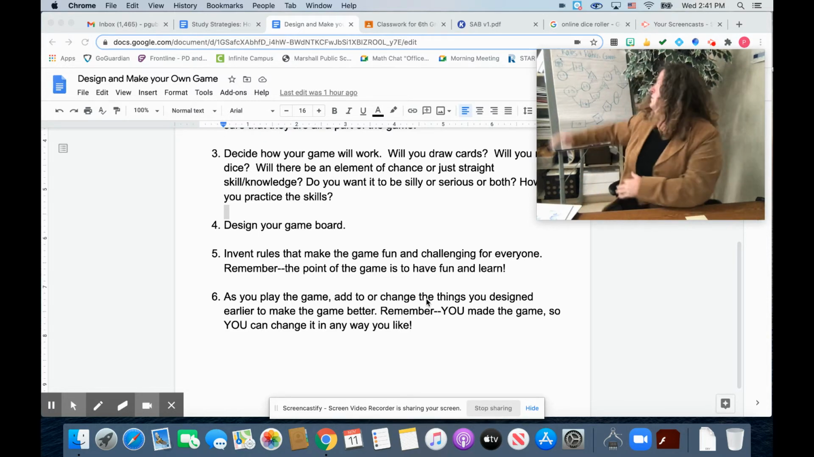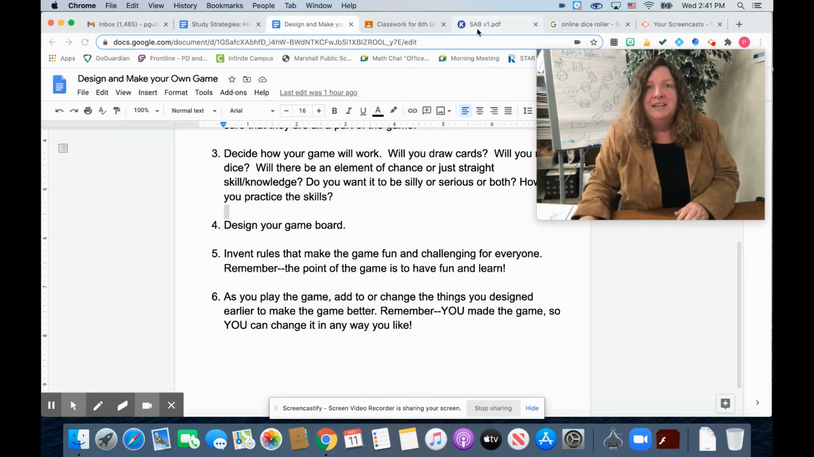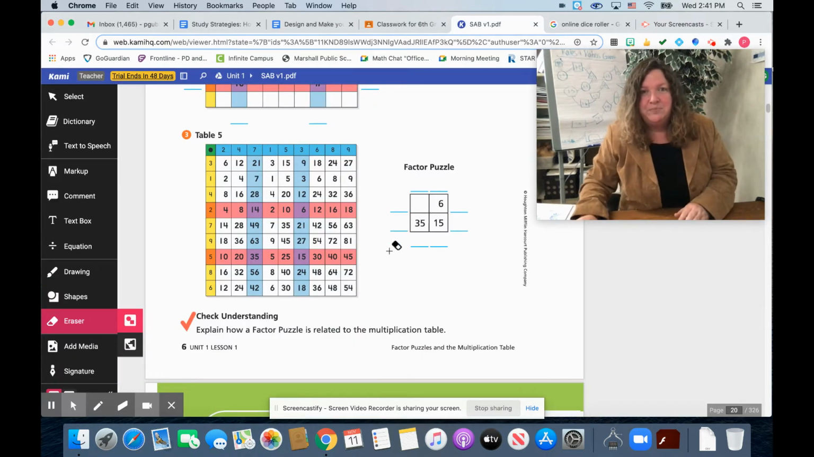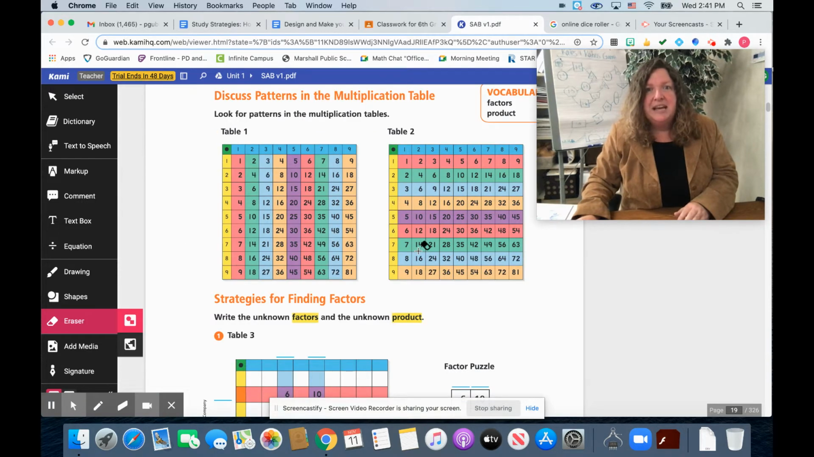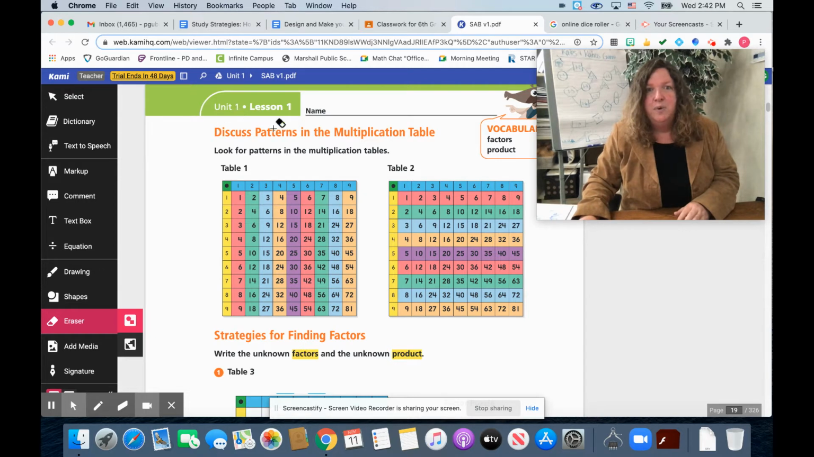So remember, we're going to start with lesson 1-1. So we open our book to lesson 1-1. There it is. Oops, I'm on the second page. It's on pages 5 and 6 in our student activity book. There it is, Unit 1, Lesson 1.